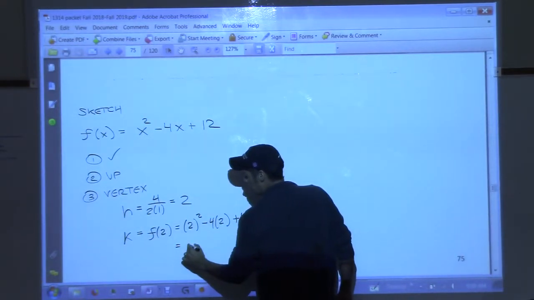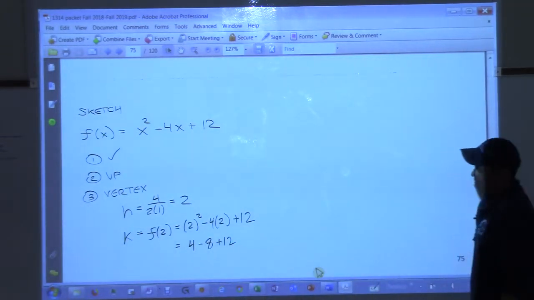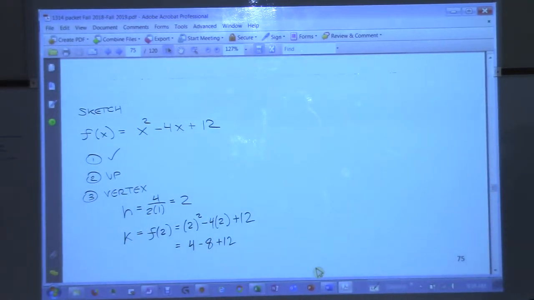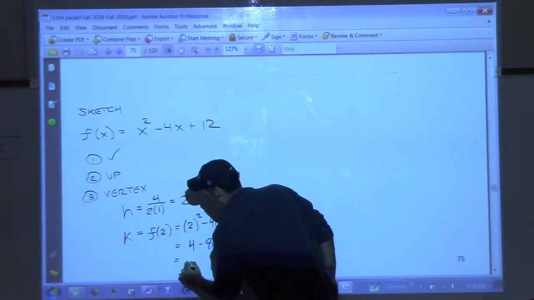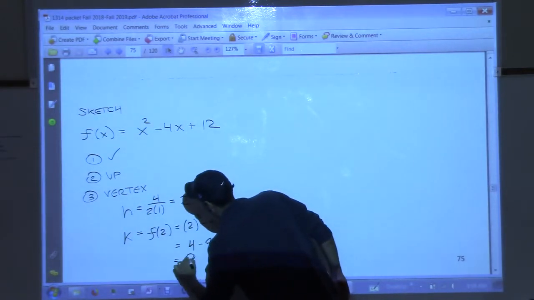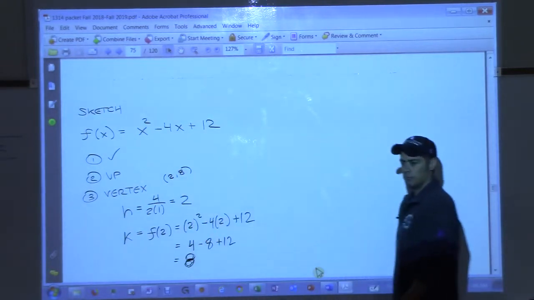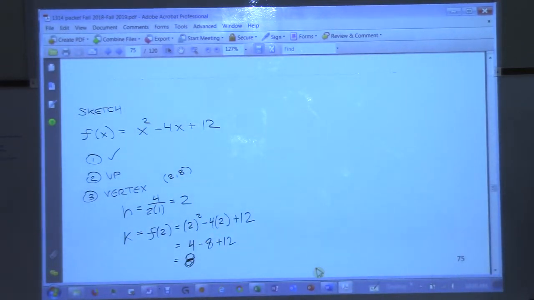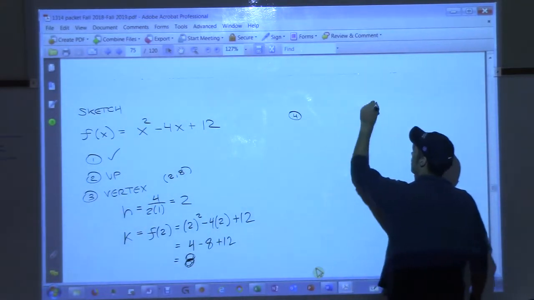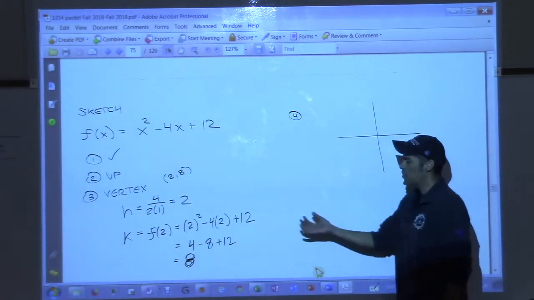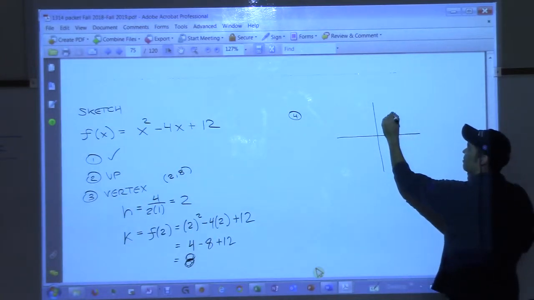See what this is here. 4 minus 8 plus 12. What is that number right there? 8. Okay, so we have 8. It's hard to draw that. Okay, so our vertex is the point (2, 8). Okay, quick sketch, right? That's our next step. Quick sketch. We go, our vertex, we're going to move to the right 2 and up 8. So over 2, up 8, my vertex is going to be somewhere over here.